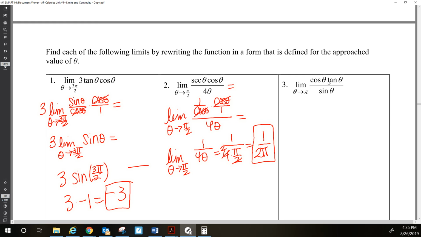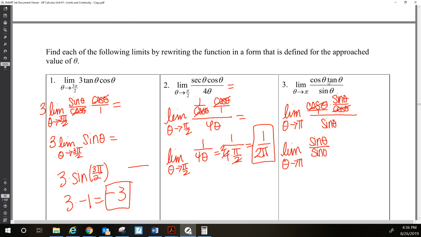All right, number 3. Let's see, limit as theta goes to pi. I've got cosine theta times tan theta. Well, tangent theta is sine theta over cosine theta, all over sine theta. Remember, this guy's really over 1, so cosine thetas cancel. And that gives me the limit as theta goes to pi of sine theta over sine theta. The sine theta over sine theta cancels, so that just gives me the limit as theta goes to pi of 1. The limit of any number is just going to be that number. So our limit there is 1.